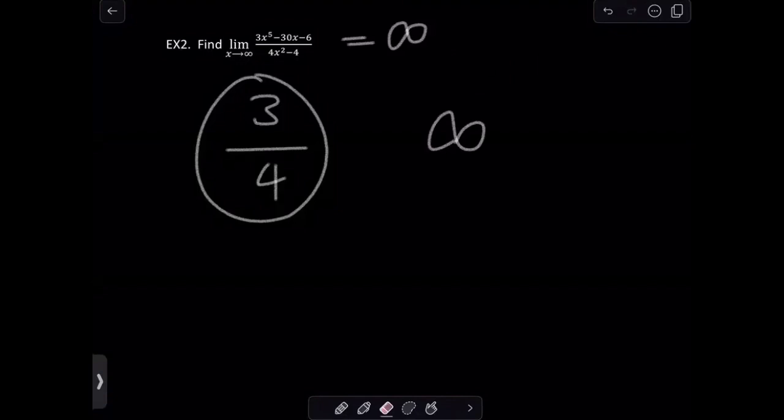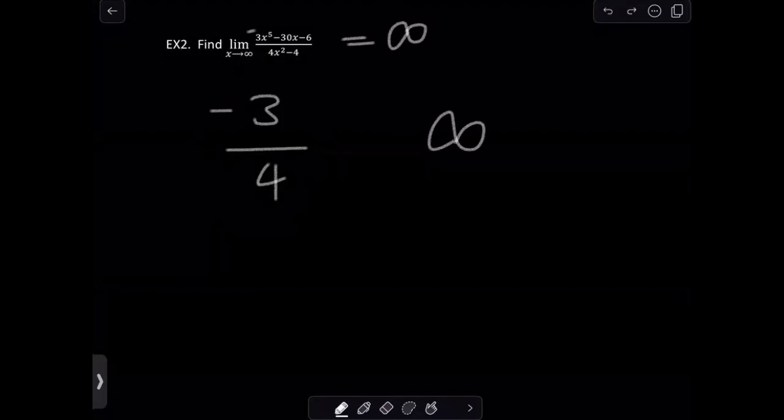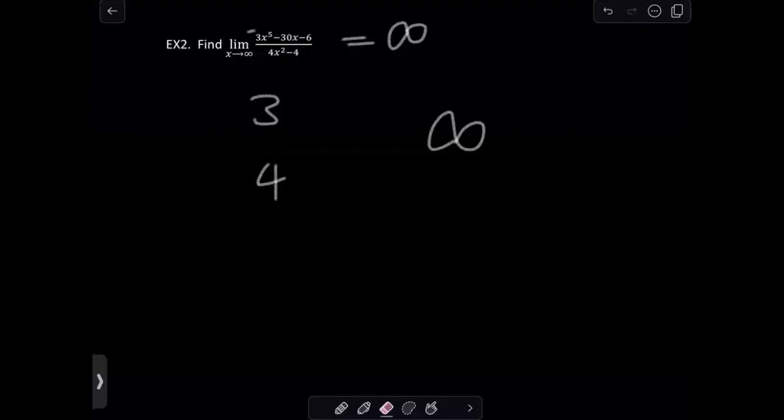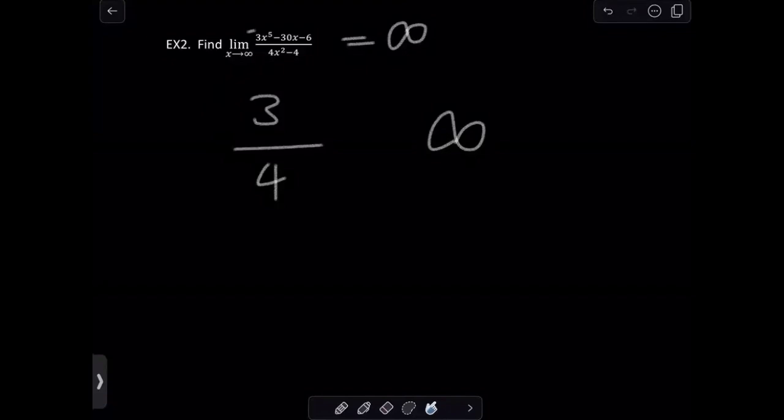If, for example, the leading coefficient was negative 3, so we had negative 3 times x to the power 5, we would have negative 3 over 4 as our fraction, then we would have a negative fraction and we would choose negative infinity. So that's how you identify it. You take the fraction of the leading coefficients, but for this one, it's positive. All right, let's move on.